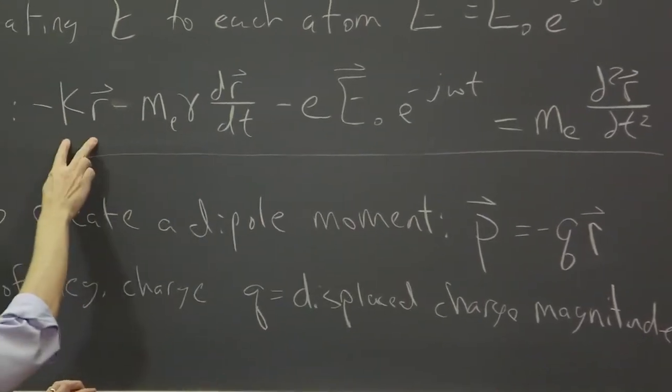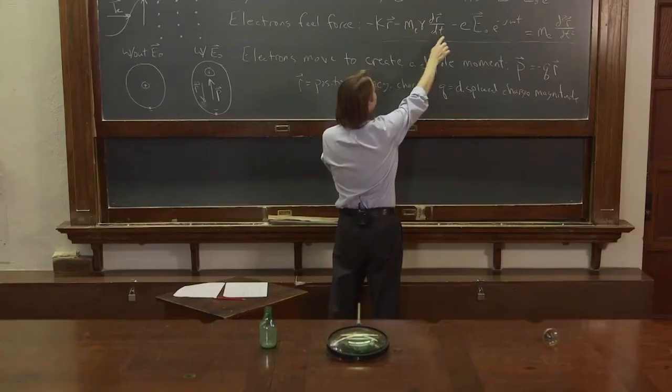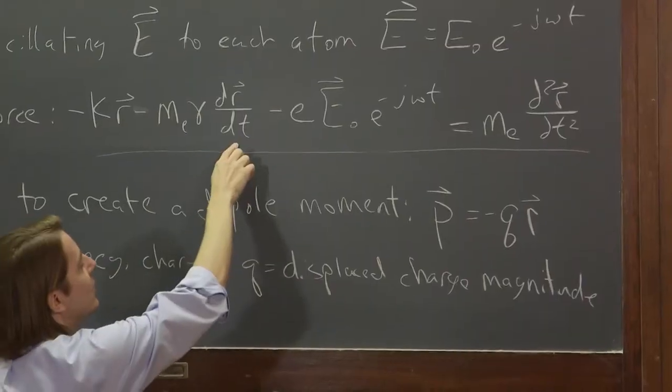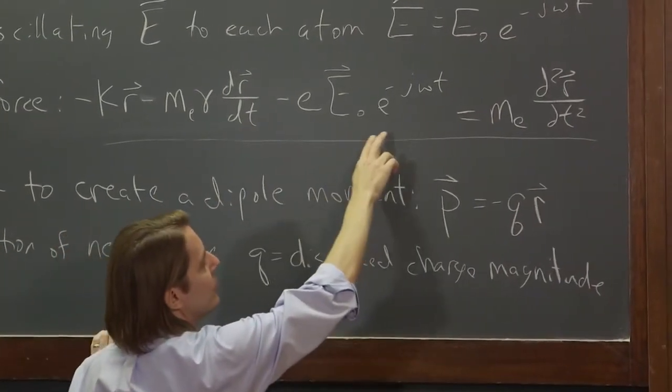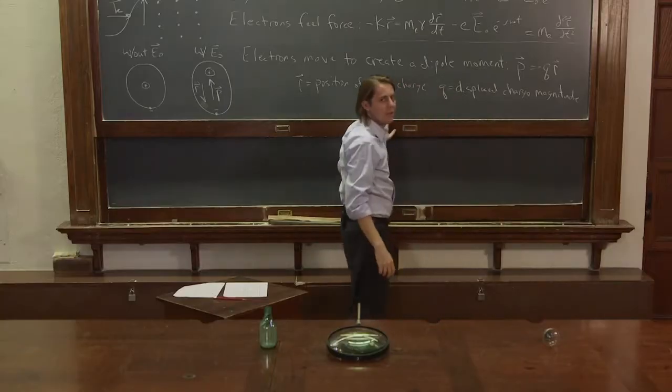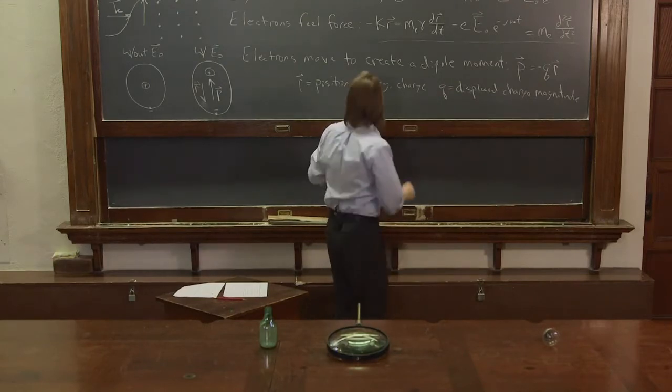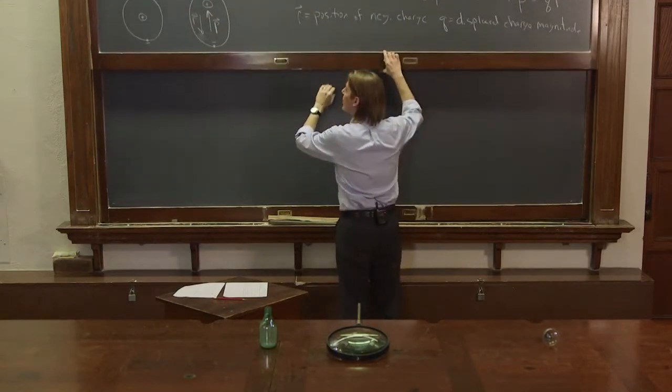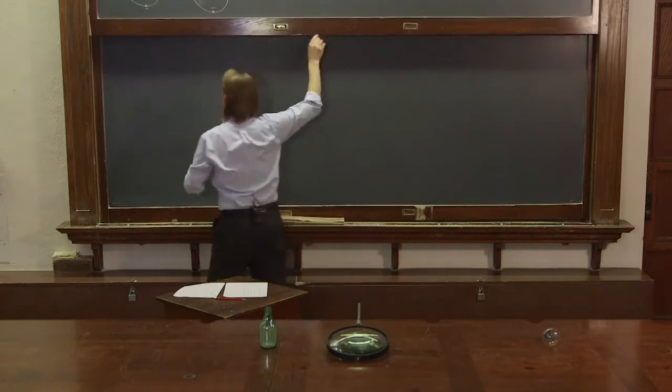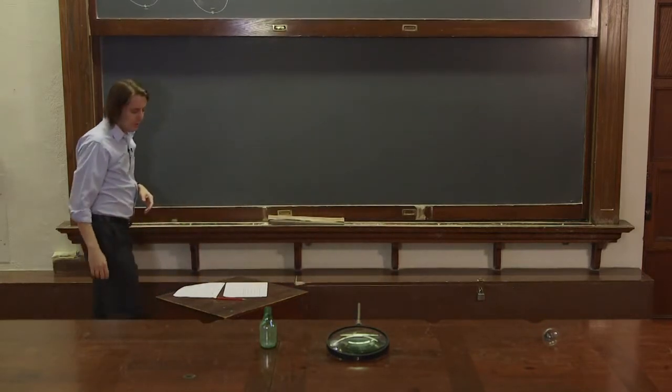This was sort of like a spring force. This is a damping force, the mass times the damping constant times the velocity. This was a driving force, and that's ma. So that's what we need to solve. So let's see how we're going to solve that. It looks a lot like the driven, damped oscillator.